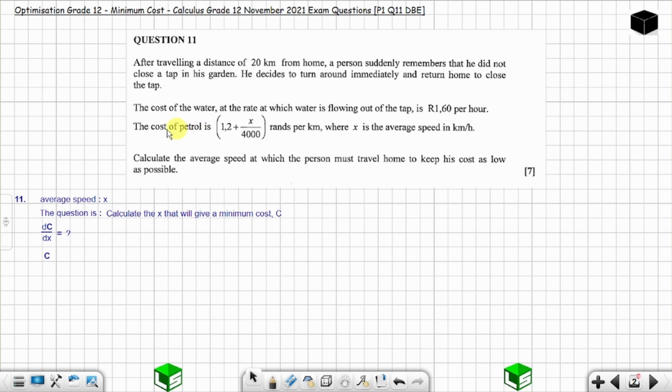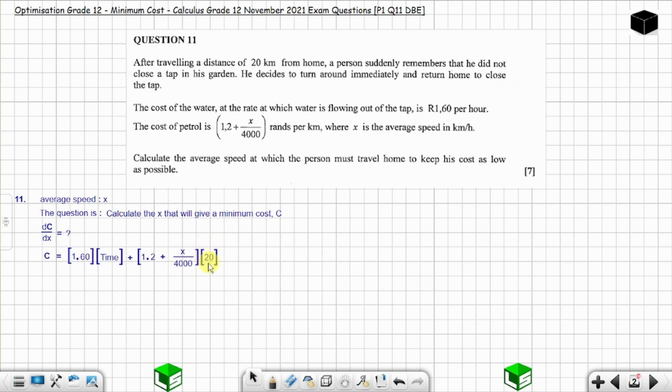And you also have the cost of petrol, the petrol being used in the car. This is the price of the petrol for 1 kilometer. So you have this 1.6. This is for 1 hour, but how long will it take him to get home? You are going to multiply this by time. And you also have this cost of the petrol, so we have plus this for 1 kilometer. But you can see the person will have to travel 20 kilometers back home, so we are going to multiply this by 20.